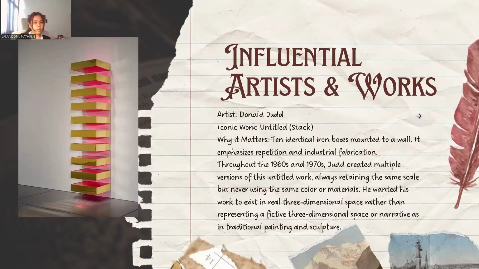Next is Donald Judd. Iconic work is Untitled (Stack). Why does it matter? Ten identical iron boxes mounted to a wall. It emphasizes repetition and industrial fabrication. Throughout the 1960s and 1970s, Judd created multiple versions of this untitled work, always retaining the same scale but never using the same color or materials. He wanted his work to exist in real three-dimensional space rather than representing a fictive three-dimensional space or narrative as in traditional painting and sculpture.